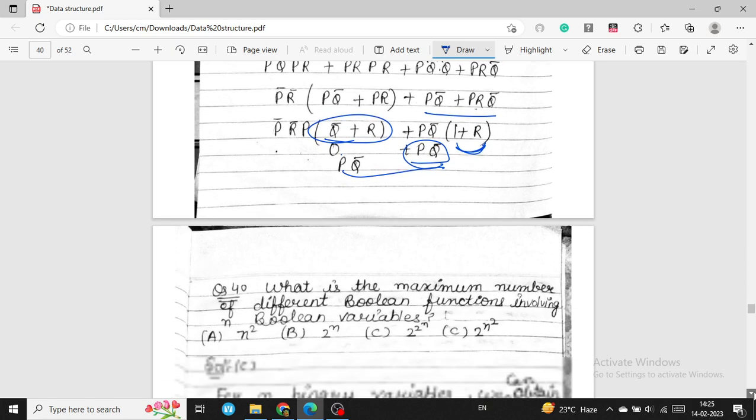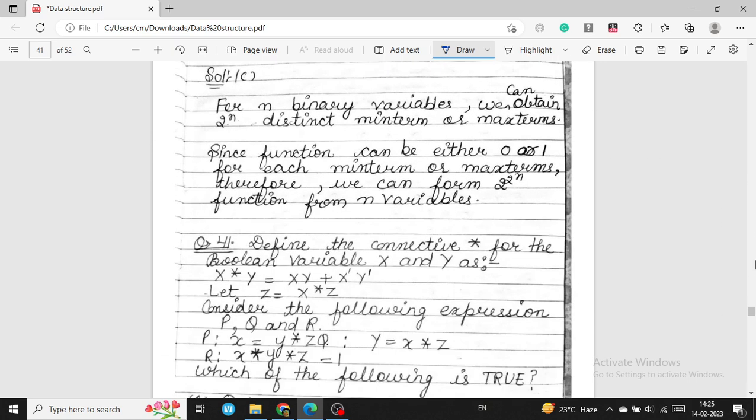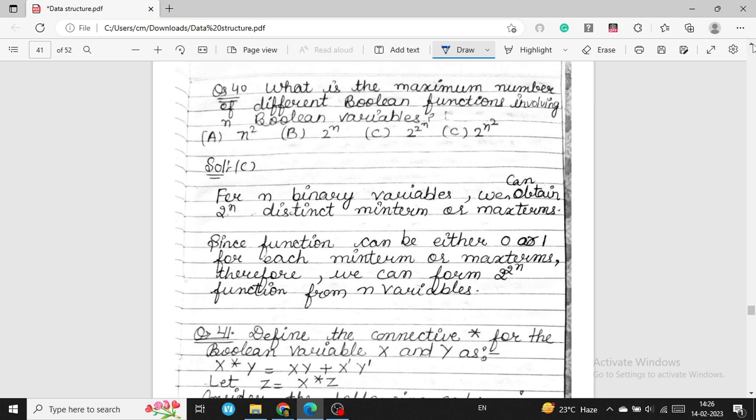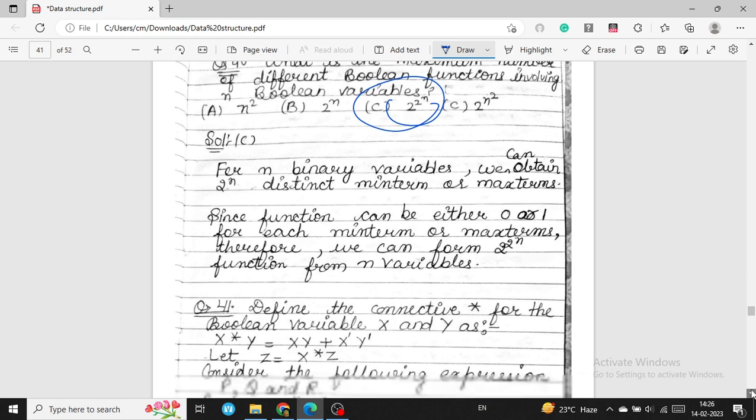Now the next question is, what is the maximum number of different Boolean functions involving n Boolean variables? For finding this, we will take the formula. This is the formula for finding the maximum number of different Boolean functions: 2 raised to the power 2 raised to the power n. This is the formula. You can learn it.